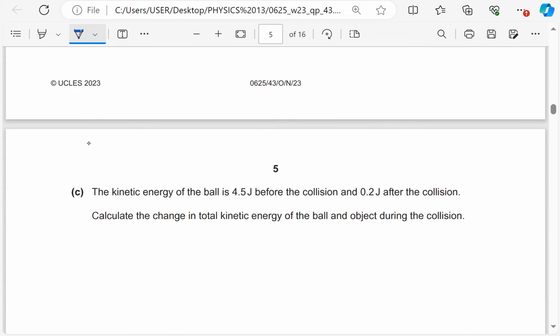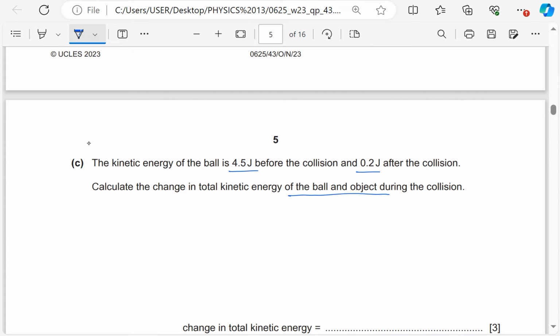The kinetic energy of the ball is 4.5 joules before the collision and 0.2 joules after the collision. Calculate the change in total kinetic energy of the ball and the object during the collision. So let's first find the final kinetic energy of the object. Remember, it was initially at rest, so its initial kinetic energy was 0.